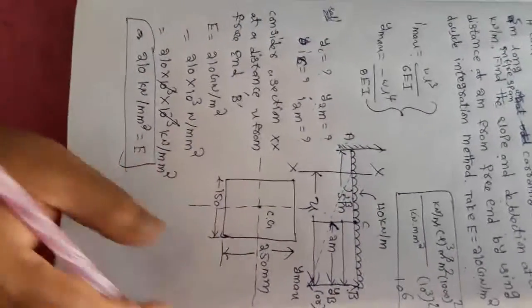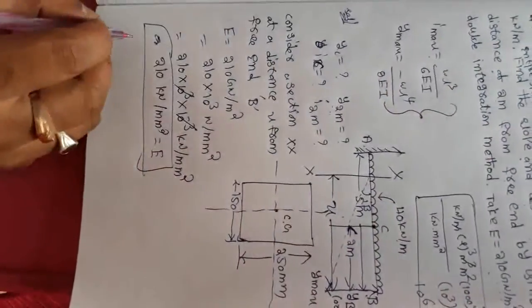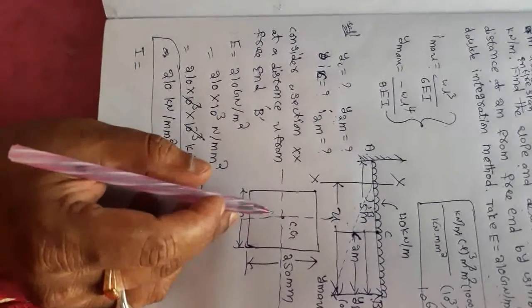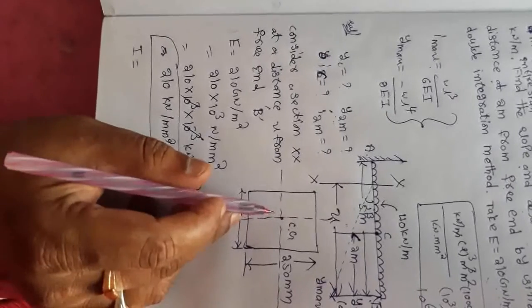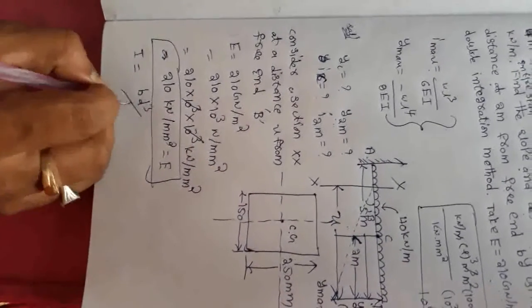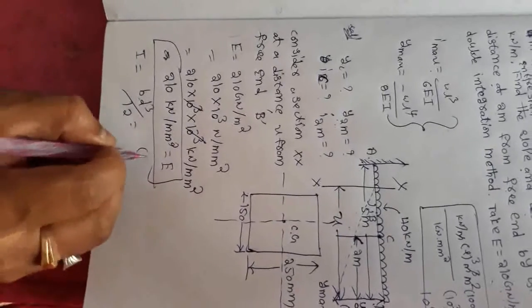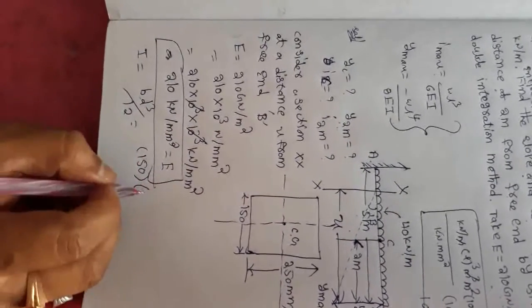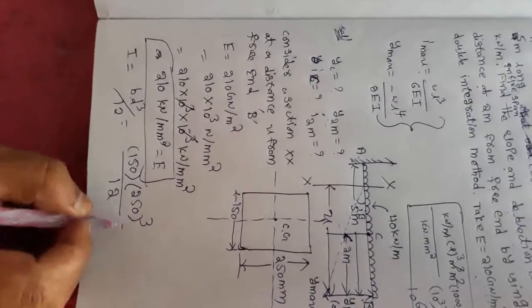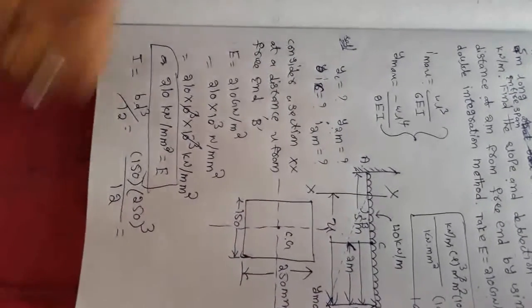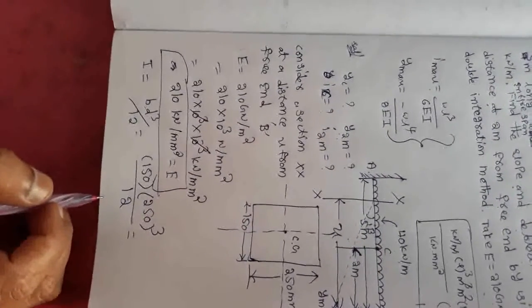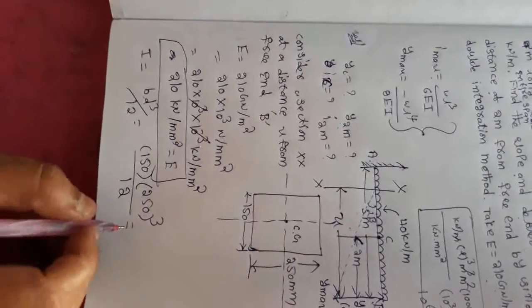And next there is no I value. So I is nothing but moment of inertia. The moment of inertia formula for a rectangular section is BD cube by 12. B is nothing but breadth. Breadth is 150 and depth is 250, so it is 150 into 250 cube by 12.